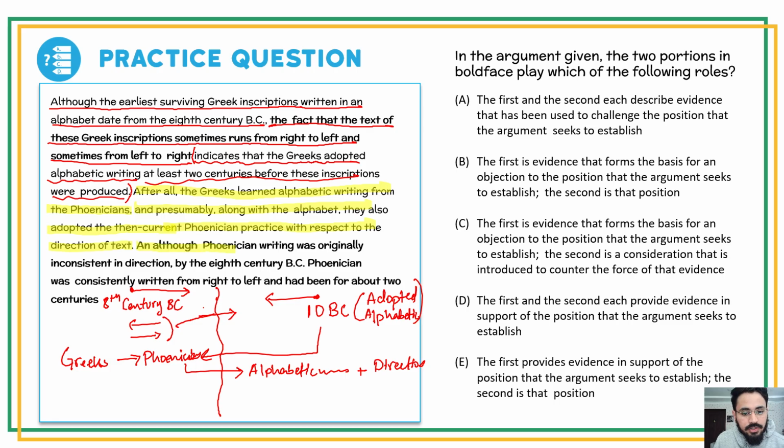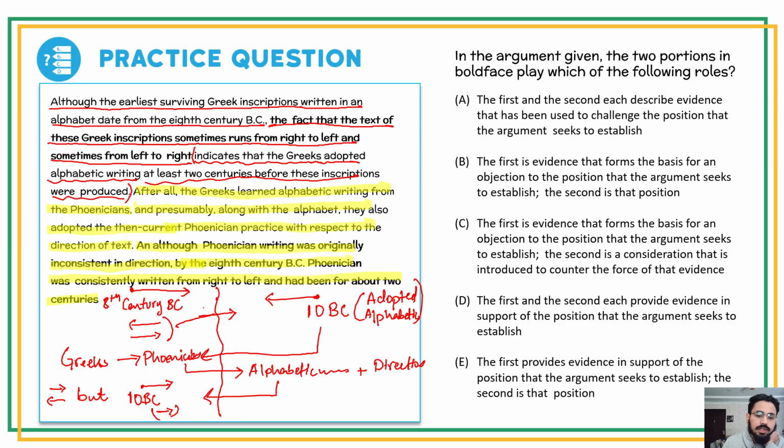And although Phoenician writing was originally inconsistent in direction, okay, by the 8th century BC, Phoenician was consistently written from right to left and had been for about 2 centuries. Yeah, that's information. So it goes back to giving you more information that Phoenician was originally inconsistent, but by the 8th century BC it was consistent and it had been for about 2 centuries. That's a fancy way of saying that it was consistent from the 10th century BC onwards. It was consistent and was written from right to left. Okay.